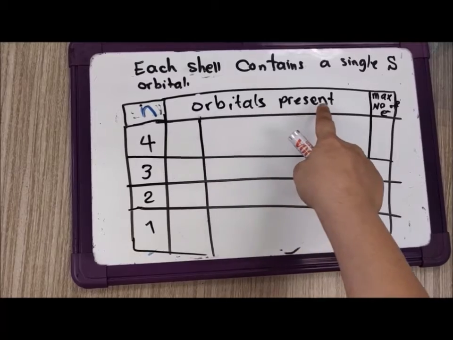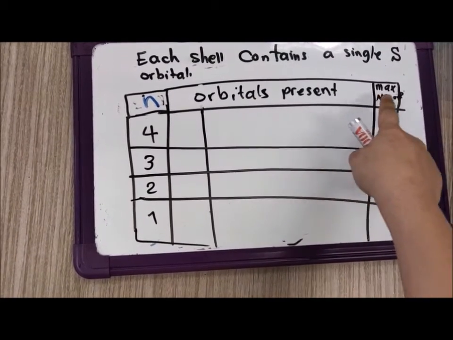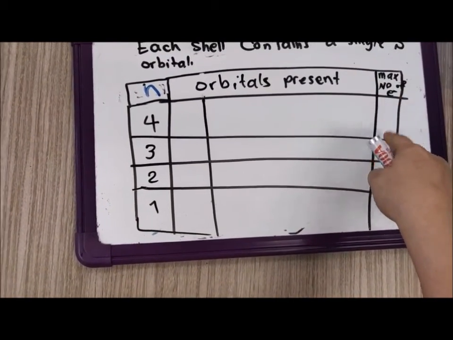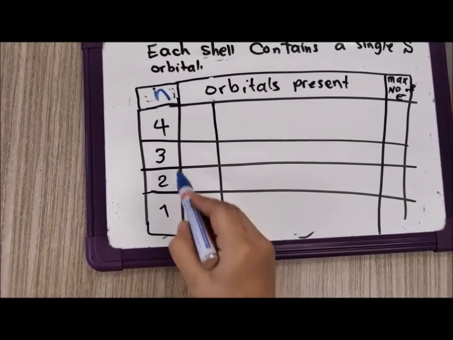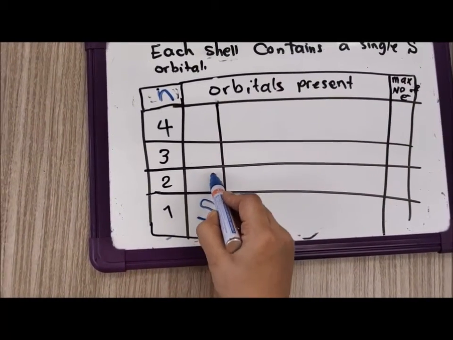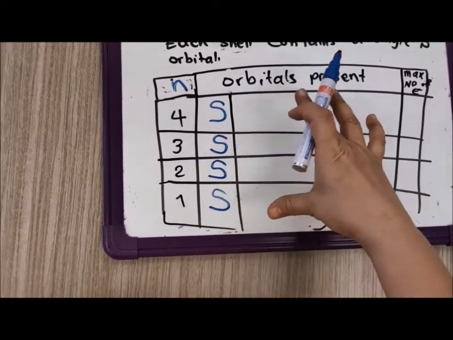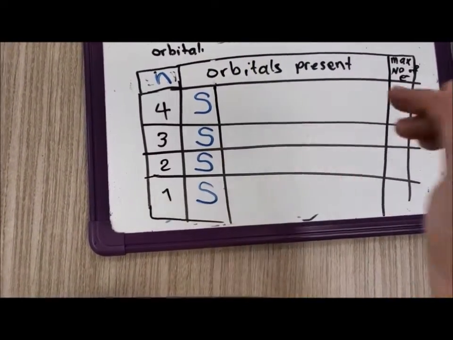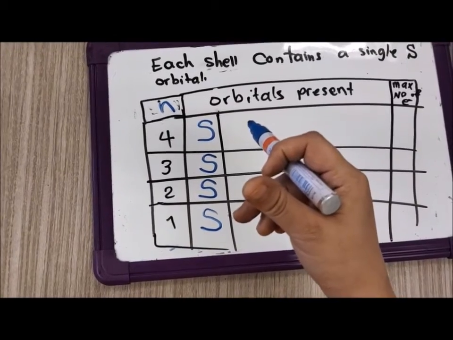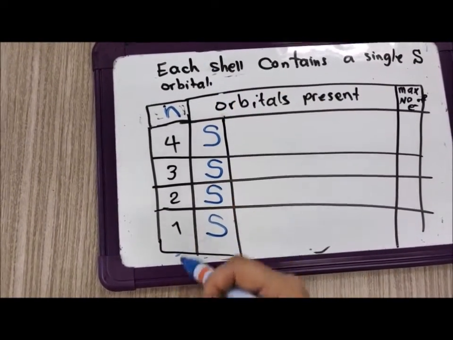What are the different types of the orbital presenter? A maximum number of the electrons we want to show you on this. So each shell has 1 s orbital. I don't put more s because s is only 1 type, I told you. So each shell has 1 s orbital.